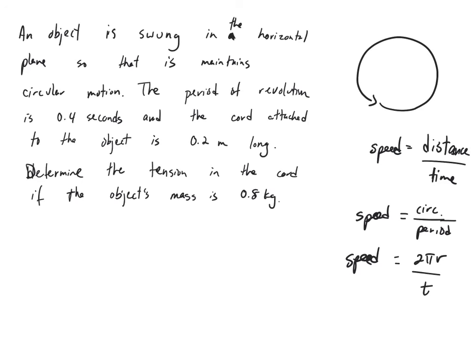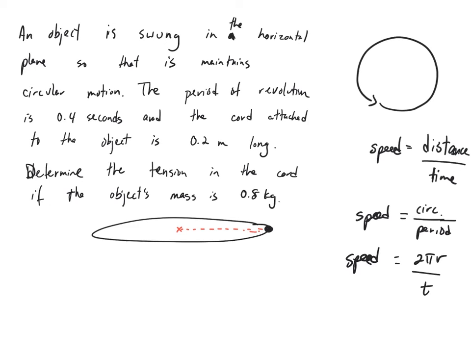So now if we look at this object, and it's hard to draw this, but I'm going to try and draw it as best I can. Okay, there's the motion right there. I'm trying to draw the horizontal plane, like a cowboy with a lasso. Here's the object right here. This is your hand at the center, and the dotted line is the rope that it's attached to.